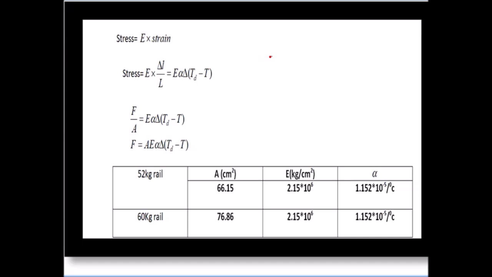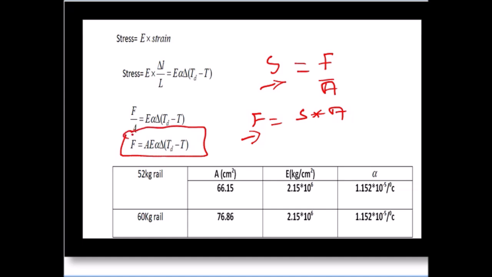Now you know that stress is equal to force divided by area, so force is equal to stress into area. That's what we have done here. So stress is equal to force by area, which is equal to E alpha delta T. So F is equal to A E alpha delta T. This is thermal force, and this is thermal stress. This is the final equation to calculate thermal force: area of cross section of the rail into modulus of elasticity into alpha into delta T. If you know A, E, alpha and temperature change, you can calculate the thermal force generated in the rail.